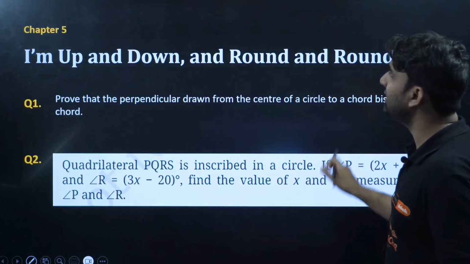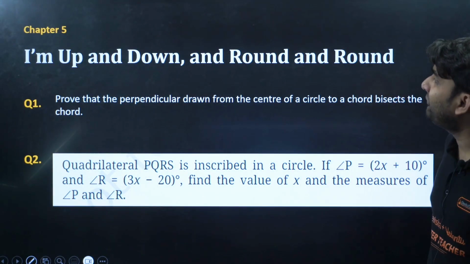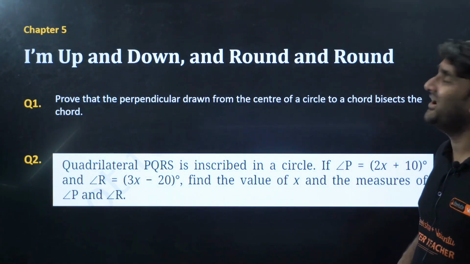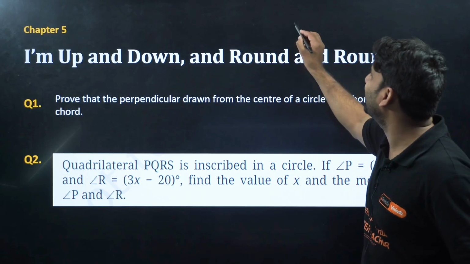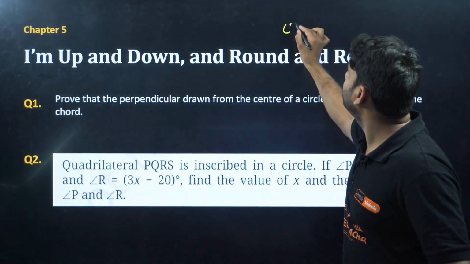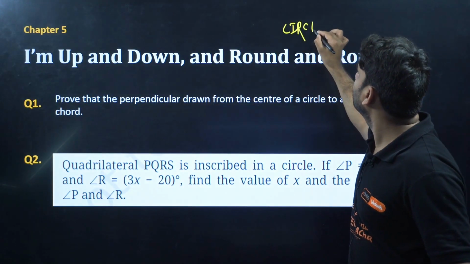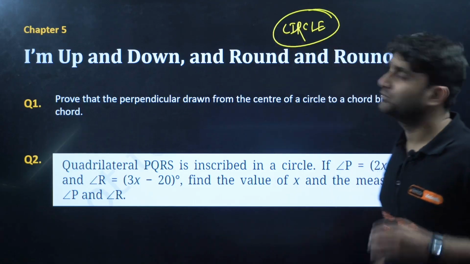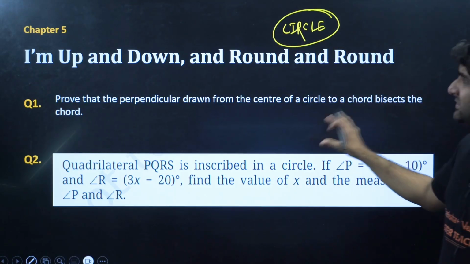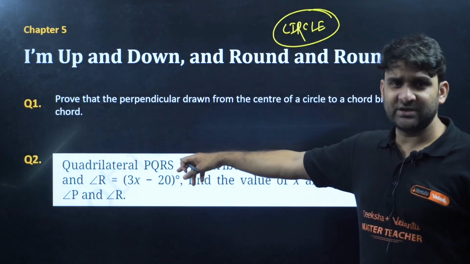Okay, moving ahead, chapter number 5. In chapter number 5, I am up and down and round and round. So basically this chapter is circle. Okay, so in this chapter, these two questions are really important.